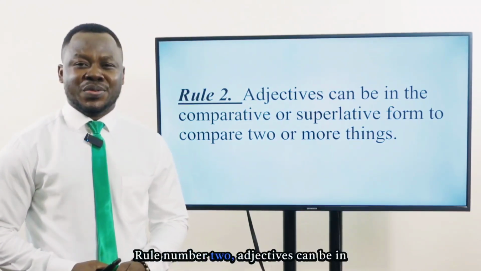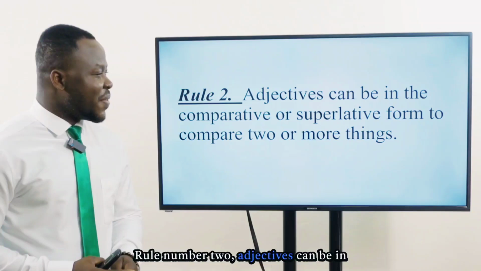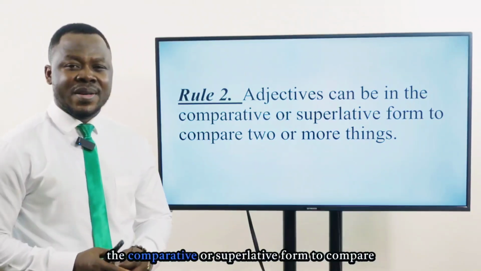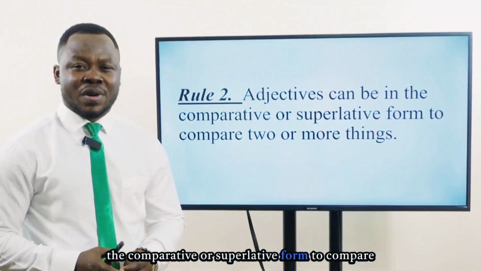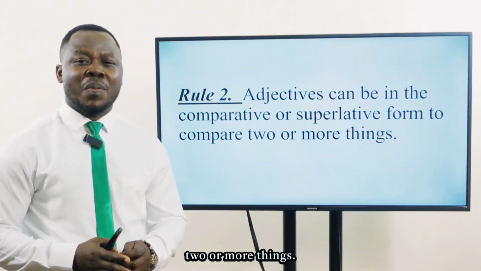Rule number 2. Adjectives can be in the comparative or superlative form to compare two or more things.